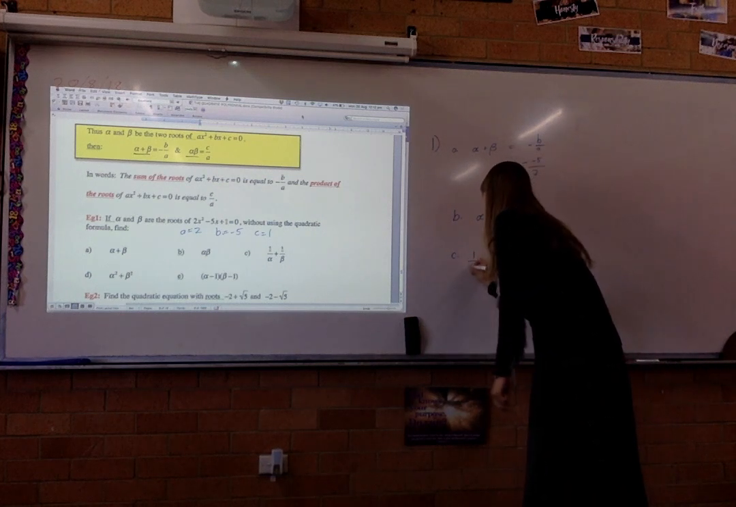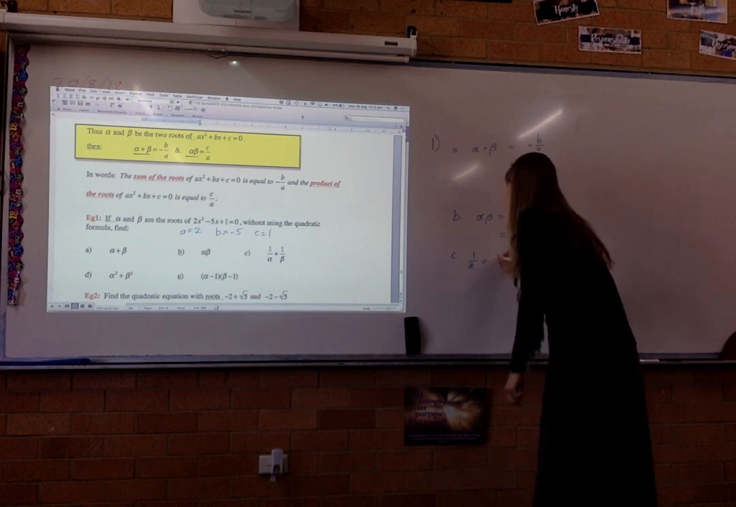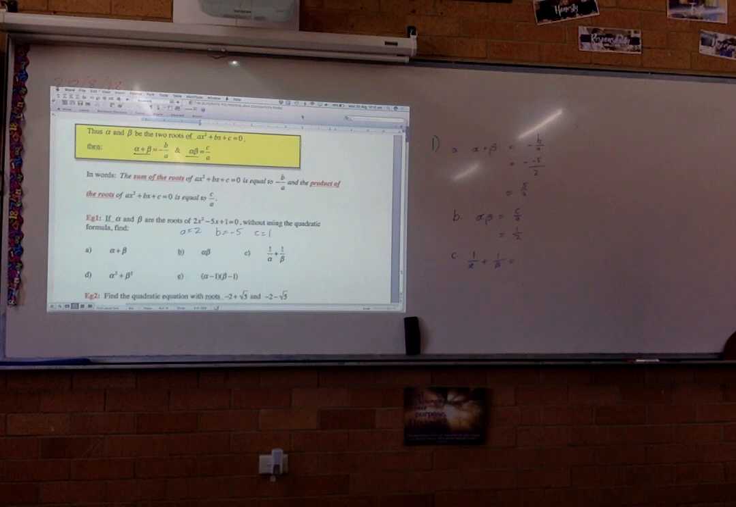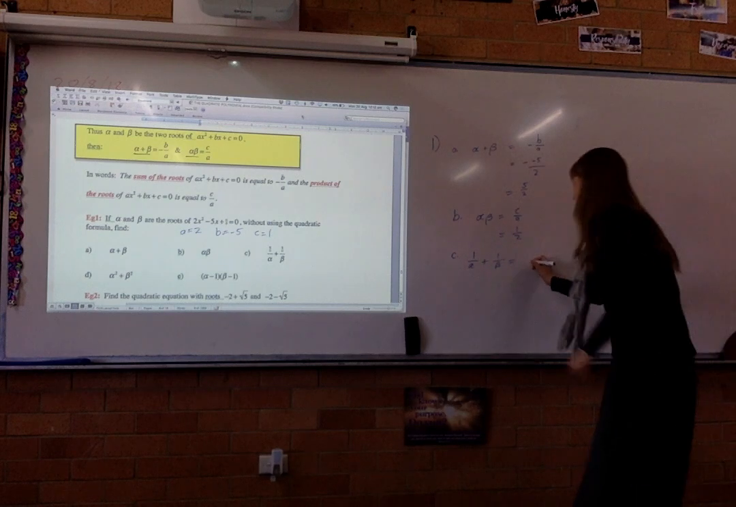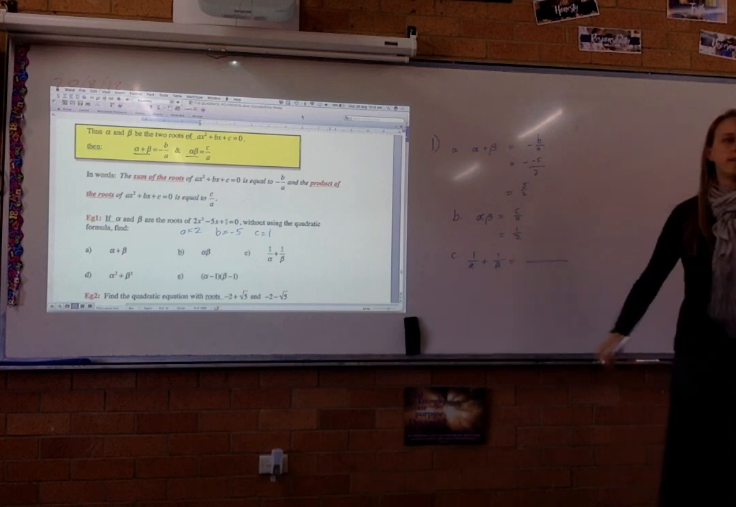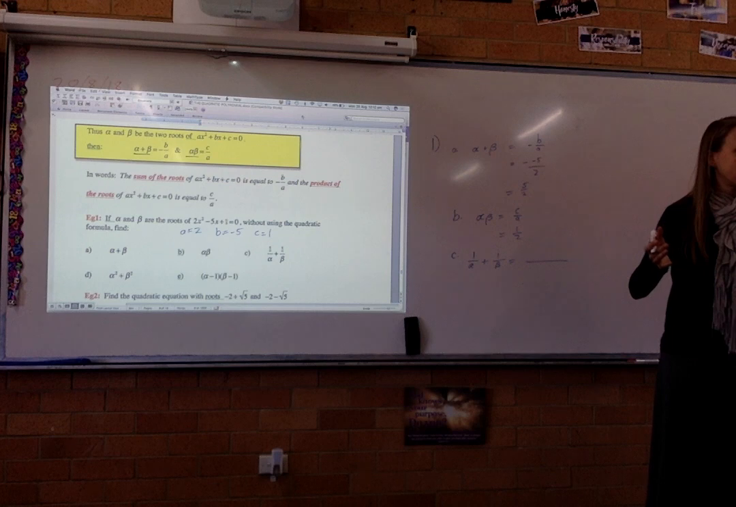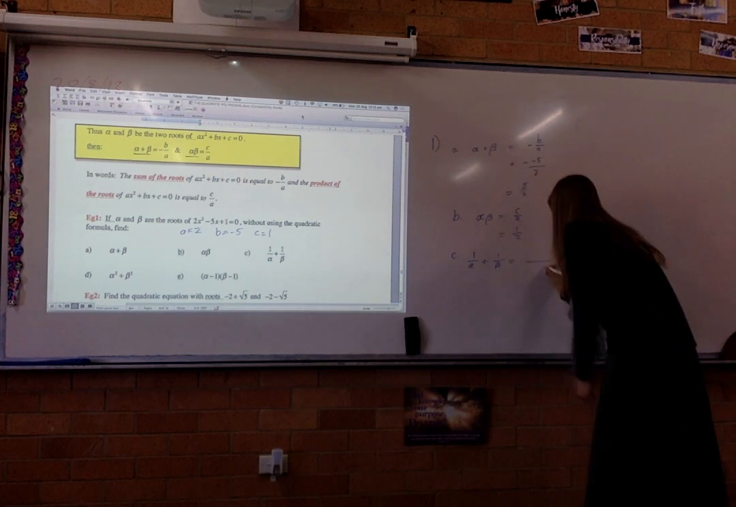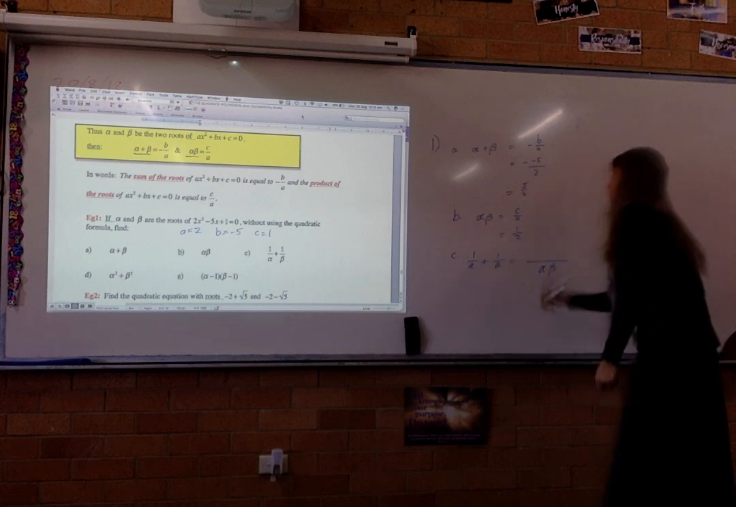So we have 1 over alpha plus 1 over beta. How do you add fractions? Well, you first need a common denominator. So let's get a common denominator. What is the common denominator? Alpha beta. Do we know what alpha beta is? Yes, alpha beta is one of the things we want. So great, I now have the denominator.